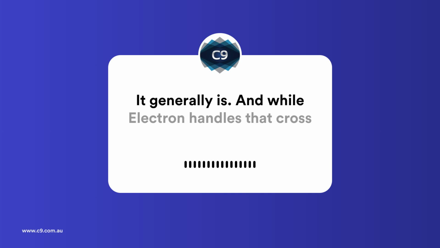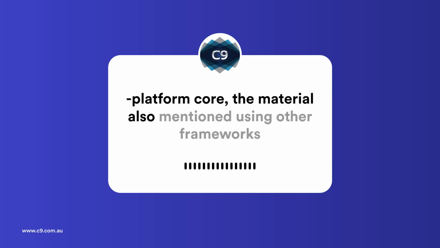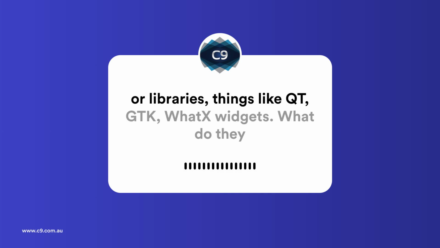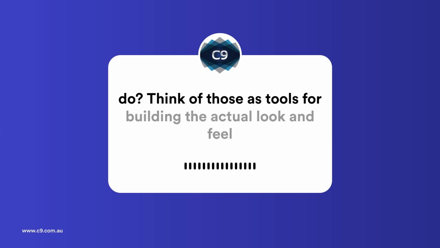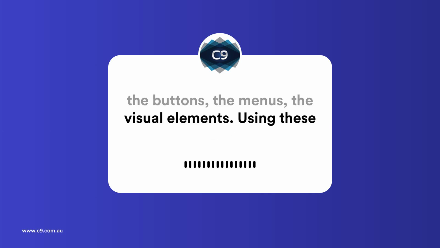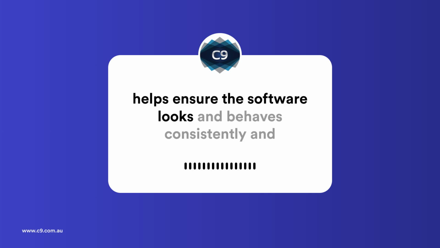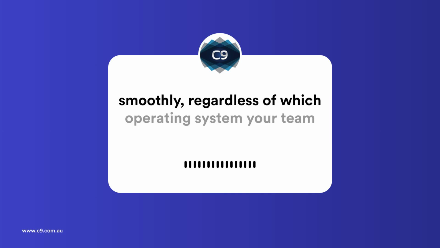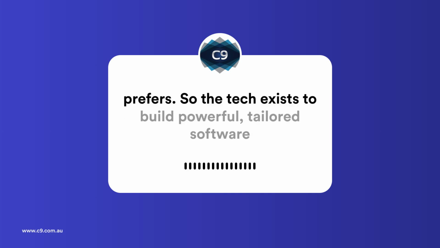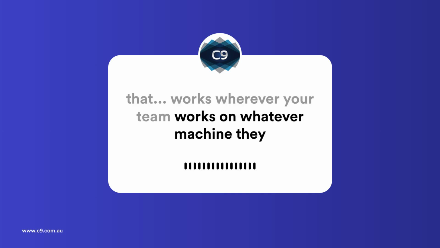It generally is. And while Electron handles that cross-platform core, the material also mentioned using other frameworks or libraries, things like Qt, GTK, wxWidgets. What do they do? Think of those as tools for building the actual look and feel, the buttons, the menus, the visual elements. Using these helps ensure the software looks and behaves consistently and smoothly, regardless of which operating system your team prefers. So the tech exists to build powerful, tailored software that works wherever your team works on whatever machine they use.